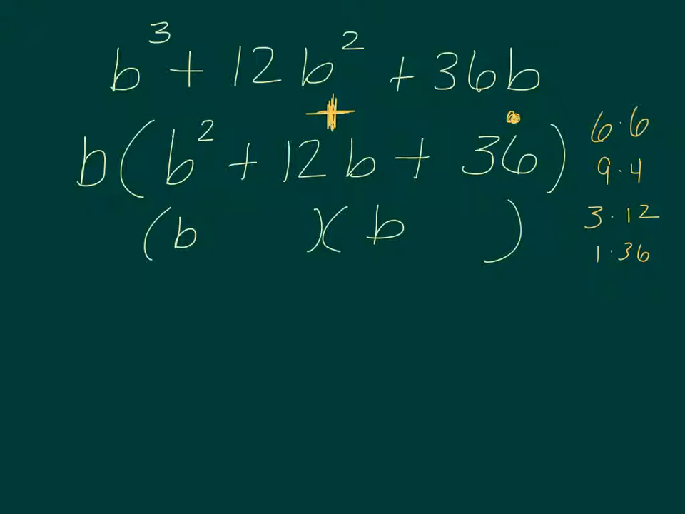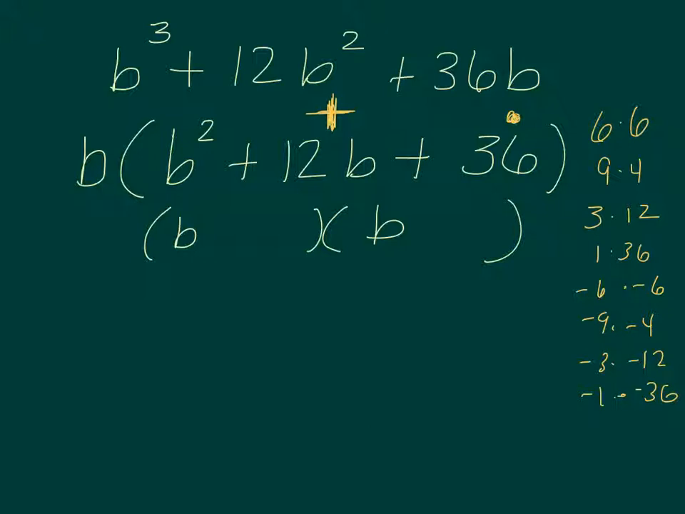And then, of course, I have the negatives of these as well. Negative 6 times negative 6 is 36. Negative 9 times negative 4. Negative 3 times negative 12. Negative 1 times negative 36. All those are 36. There may be others, but this is good enough for us to start with. Actually, yeah, there's 2 times something is 36. But anyway, this is good enough for us to start with.